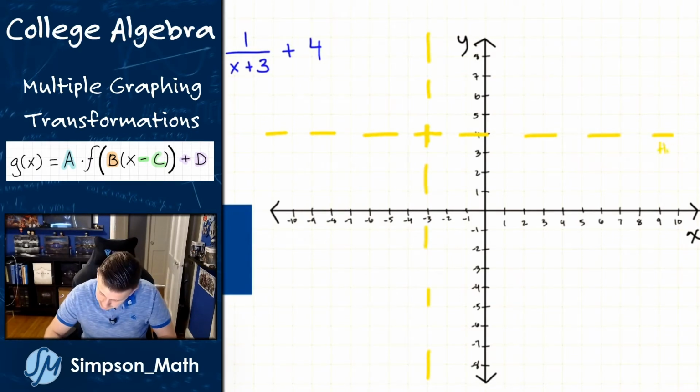So HA, which is my horizontal asymptote, is y equals 4. Notice it is passing through the y-axis at 4, so y equals 4. And then my vertical asymptote is x equals negative 3. Notice it's crossing over the x-axis at negative 3.